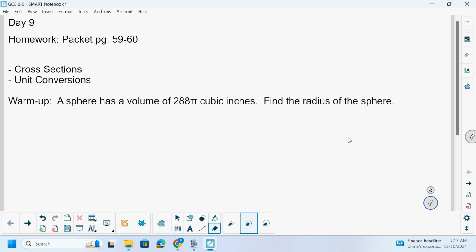So we've got packet pages 59 and 60 for homework tonight, and you can also be working on the problem set on Delta Math if you haven't done that yet. You can be taking out your warm-up sheet and your homework, and we're going to do the warm-up together.